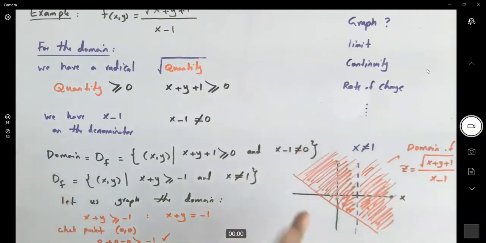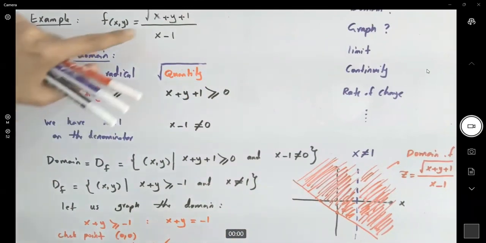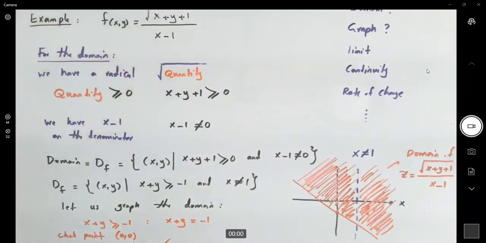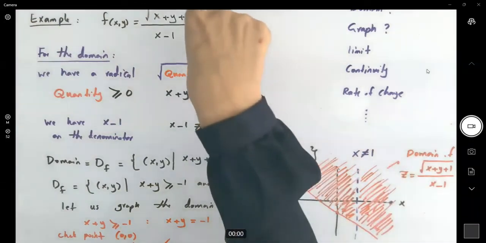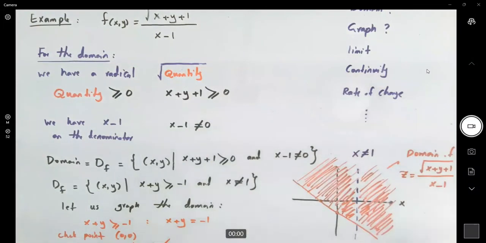The whole graph of this function is going to be a three-dimensional graph. We're going to use an online website to visualize this function. The reflection of this function on the xy plane in 2 dimensions results in the domain of your function.